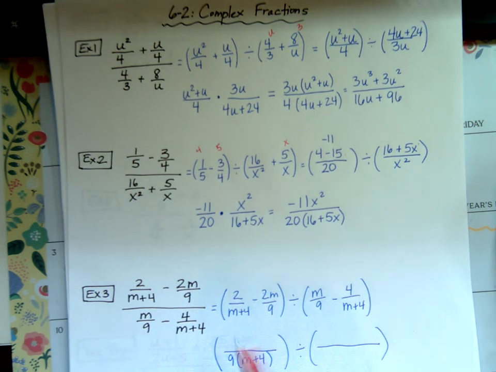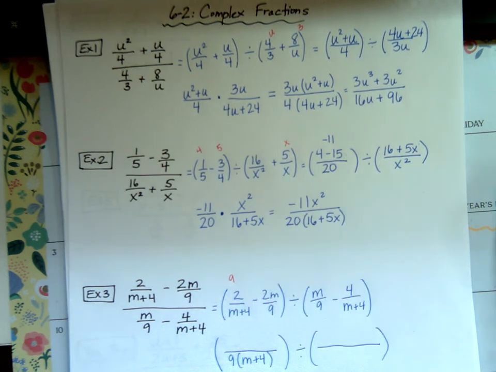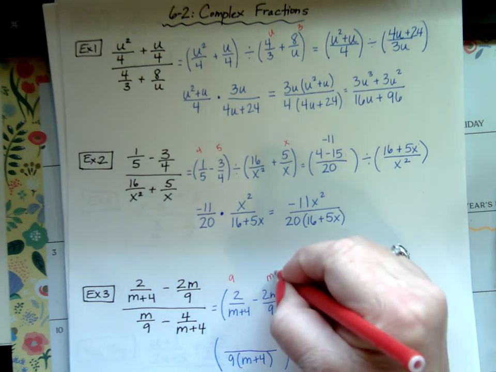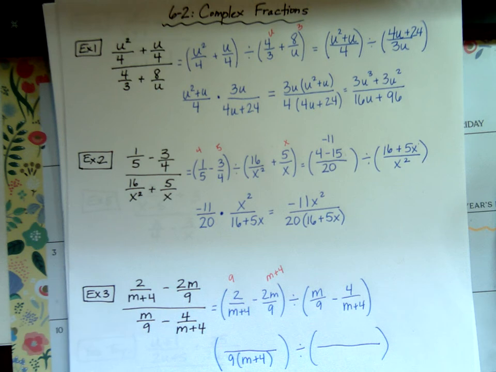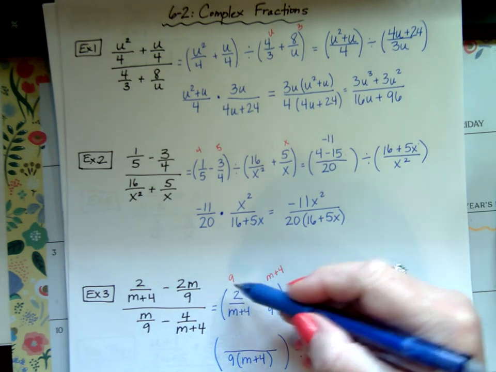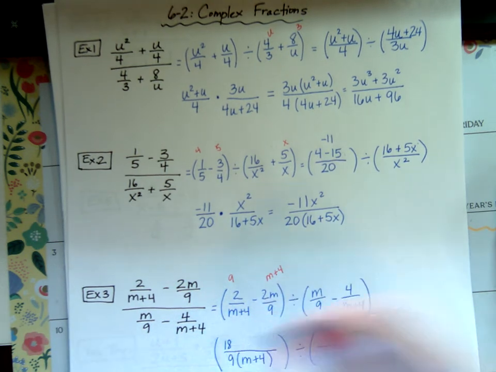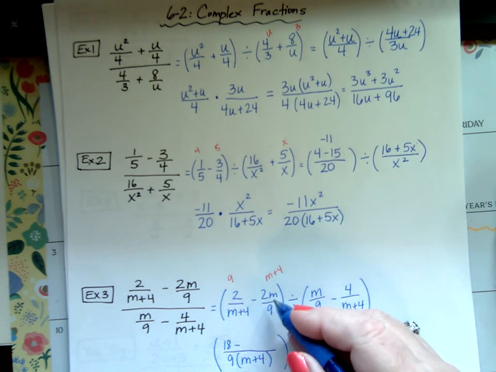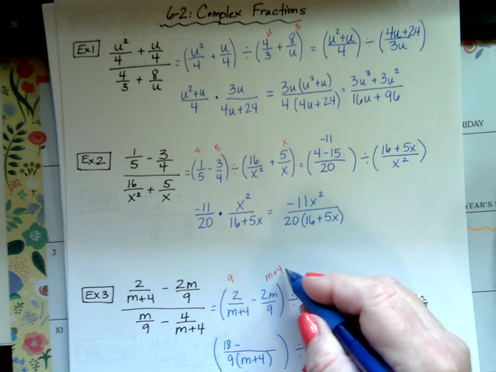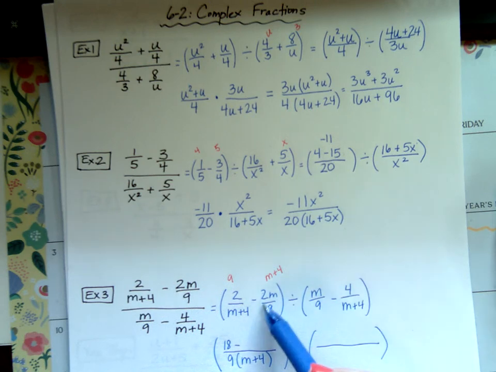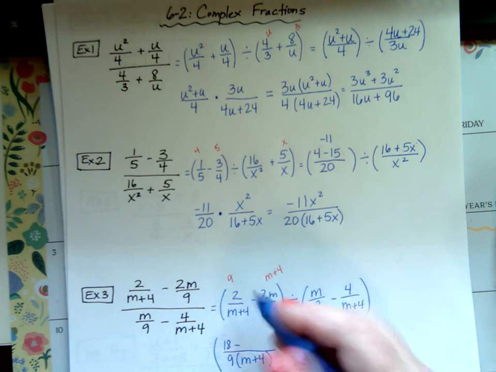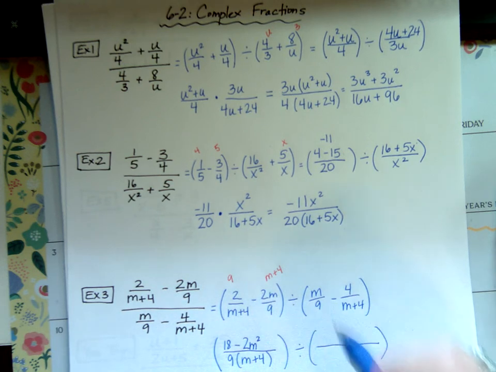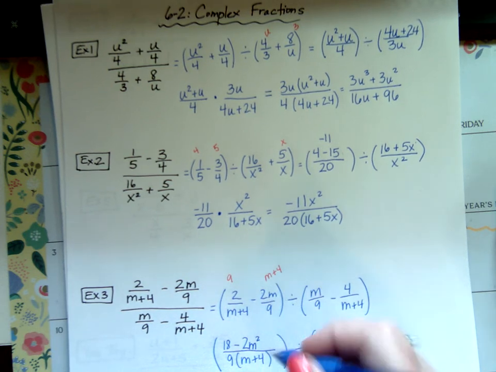Then it's that whole matching thing like we did back in section 6.1. So if this has m plus 4 and it needs to be 9 times m plus 4, then I need to multiply this guy by 9. This guy has the 9, but he needs the m plus 4. All right, so here it goes. 9 times 2 is 18. And then it's minus 2m times m plus 4. So if you multiply that out, negative 2m times m is negative 2m squared. And negative 2m times 4 is a negative 8m.